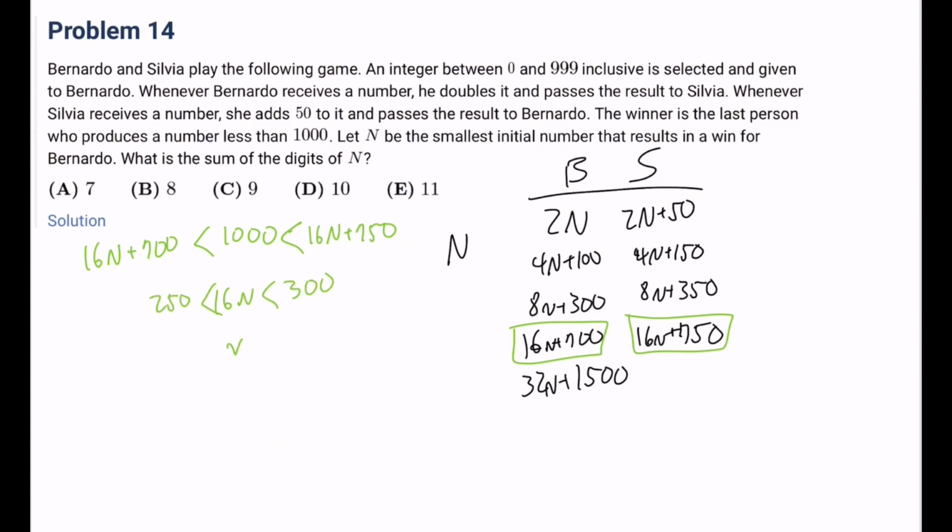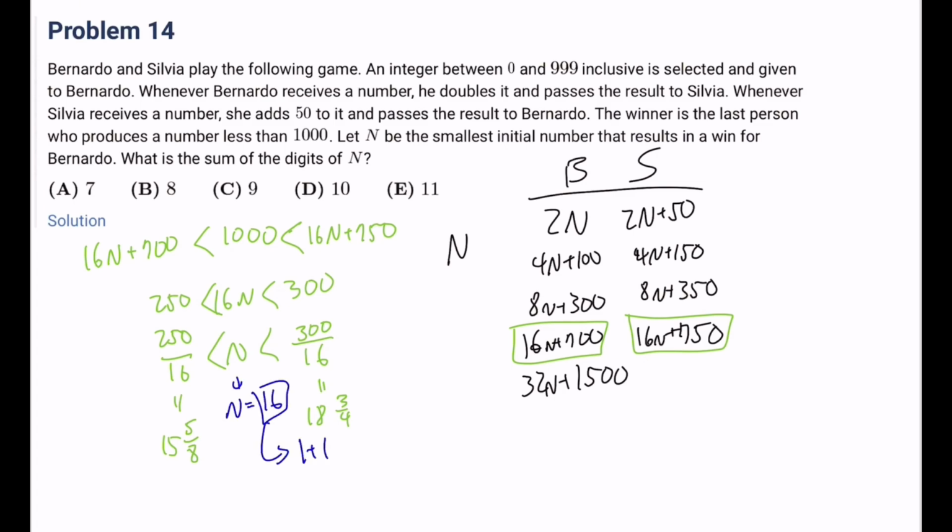And so this gives us that n is between 250 over 16 and 300 over 16. This is equal to 15 and 5 over 8. This is equal to 18 and 3 over 4. And we want the smallest initial n. That means n must be 16. So 16 is n. The sum of the digits is 1 plus 6 equals 7. So 7 is our answer. It's A.